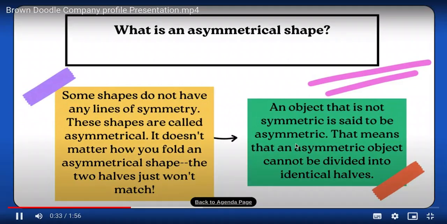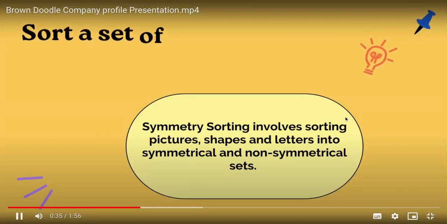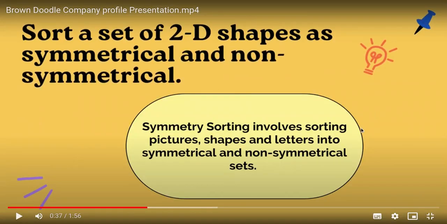Okay, so here I explain what an asymmetrical shape is. Some shapes do not have any lines of symmetry. These shapes are called asymmetrical. It does not matter how you fold an asymmetrical shape, the two halves just won't match. An object that is not symmetric is said to be asymmetric. That means that an asymmetric object cannot be divided into identical halves.